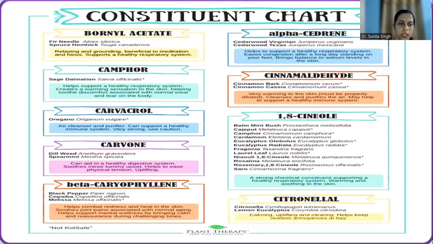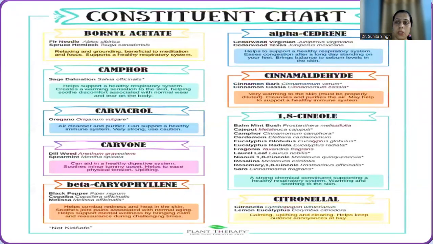Like we have beta caryophyllene, which is found in copaiba, melissa, and black pepper, and it helps to combat redness and heat in the skin. It soothes joint pains associated with normal aging. Like 1,8-cineole, which is found in different plants such as eucalyptus, laurel leaf, rosalina, and rosemary. All these have 1,8-cineole as a very major and strong chemical constituent, and it supports a healthy respiratory system and also helps in soothing the skin.